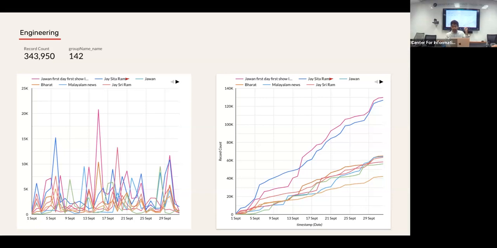If there are people from India here, they'll know what Jawan First Day First Show means. That was Shah Rukh Khan's new movie that came out a month ago. And I don't know why it's one of the most popular WhatsApp groups, but it is. So data's coming in. The platform is actually working.